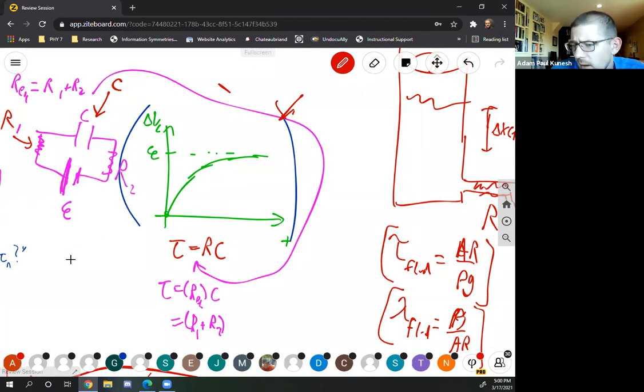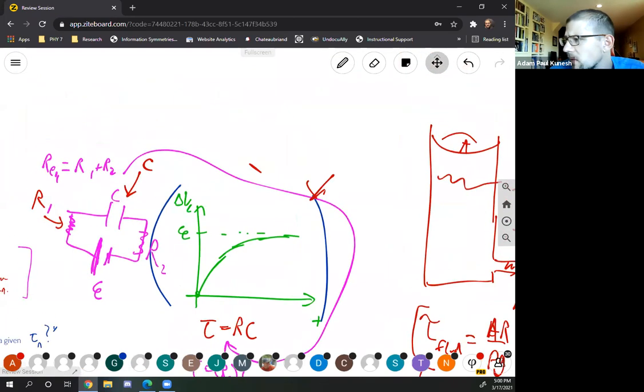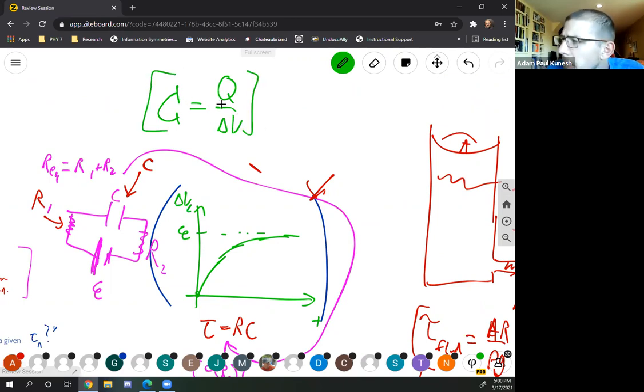The defining characteristic of the capacitor is its capacitance, which I'll box. C equals Q over V. Yeah, Q over delta V. There we go. So the capacitance refers to a capacitor's ability to store charge for a given change in voltage.